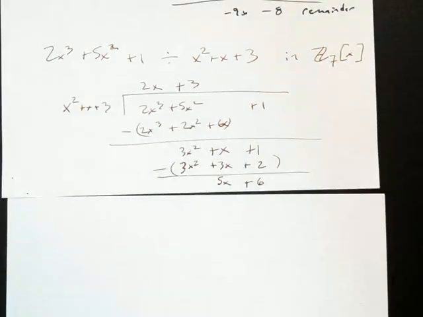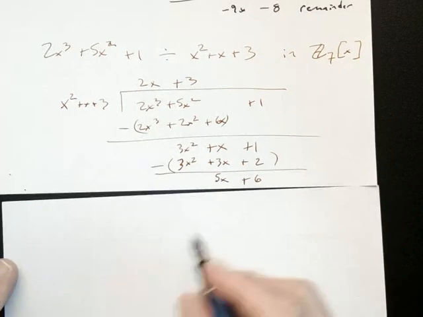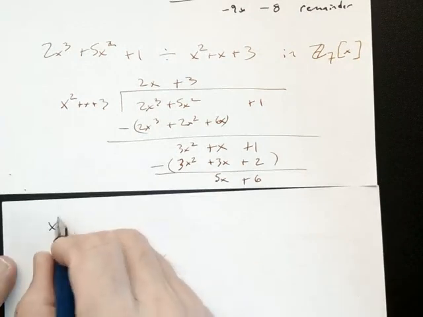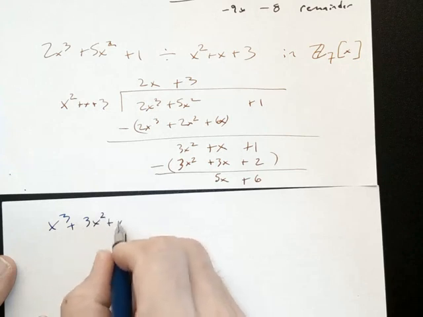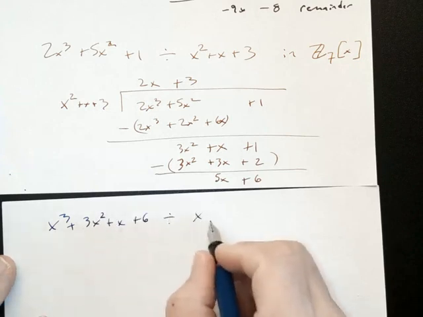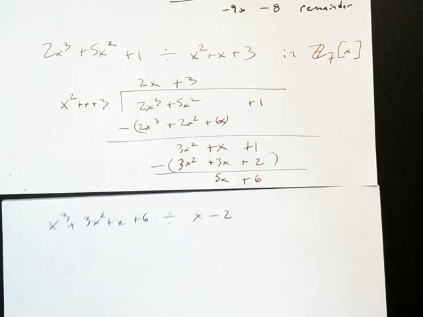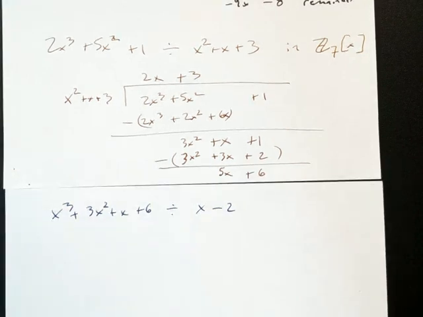Try this one. Again, in Z7. Now here's something strange. I know I wrote x minus 2. I could just as easily have written x plus 5. Why would I choose to write x minus 2 as opposed to x plus 5? Does the sign being negative make a difference in our outcome?